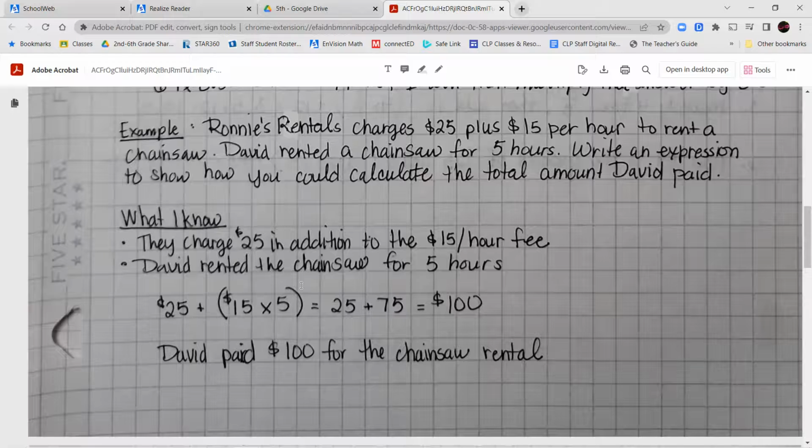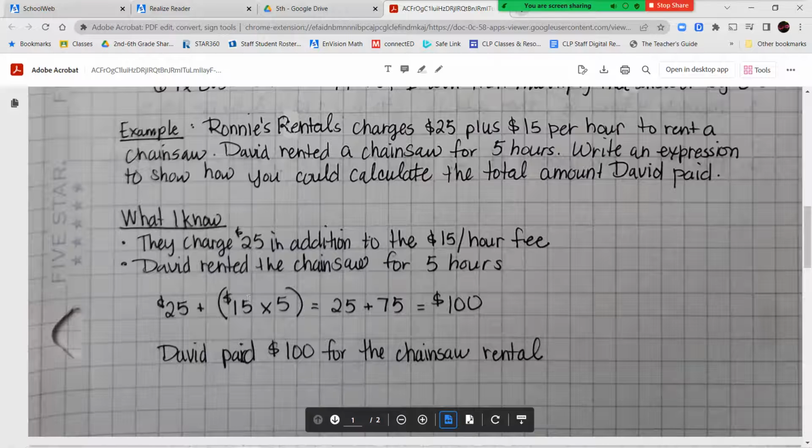Ronnie's Rentals charges $25 plus $15 per hour to rent a chainsaw. David rented a chainsaw for 5 hours. Write an expression to show how you could calculate the total amount that David paid. So here's what I know. I know they charge $25 extra to the $15 per hour fee. Now, I also know that he wants to rent it for 5 hours. So I'm going to add that 25 to the product of 15 times 5.